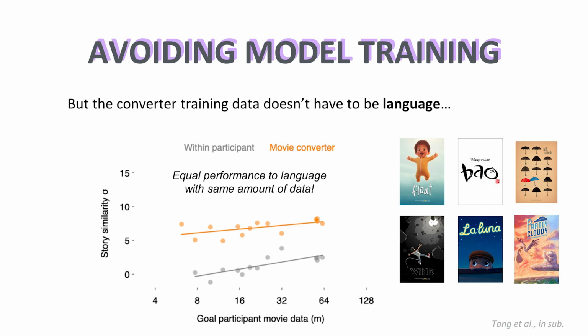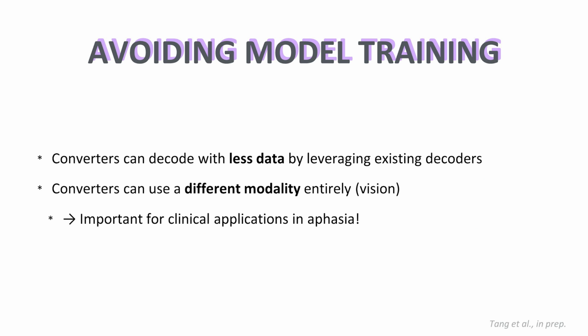This means that we can use less data than before. We're still trying to make this better, and we think we can, but it doesn't seem like it has the same data requirements. And we can use this totally different modality, right? So we can use movies instead of language to train this model, probably because they're kind of accessing the same underlying semantic meaning representations. Yeah, so we think this is important for aphasia.